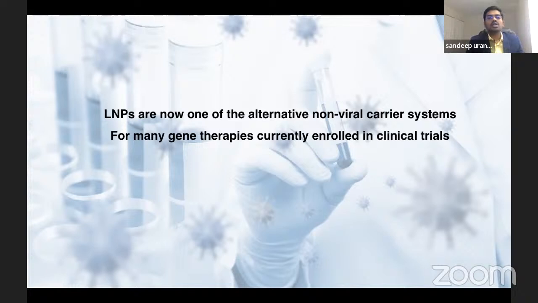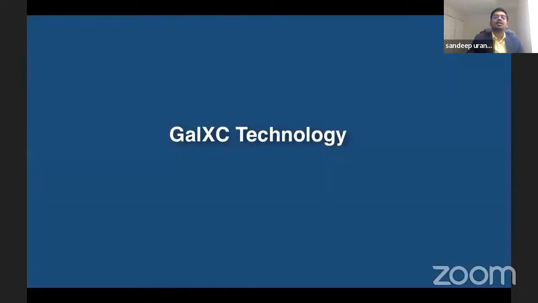Next, go on to the next interesting industrial project. That is Galaxy technology developed by Dicerna. And this is a siRNA technology.